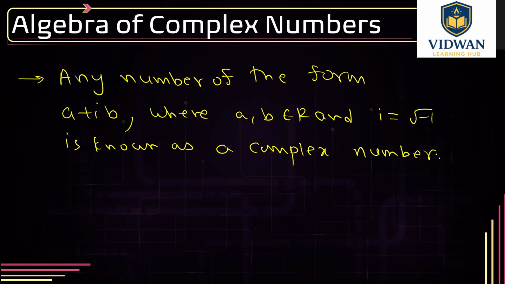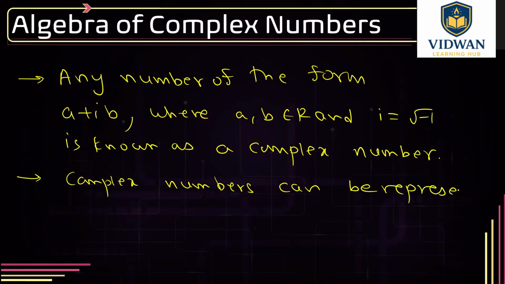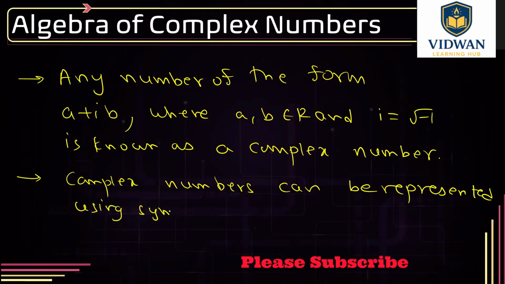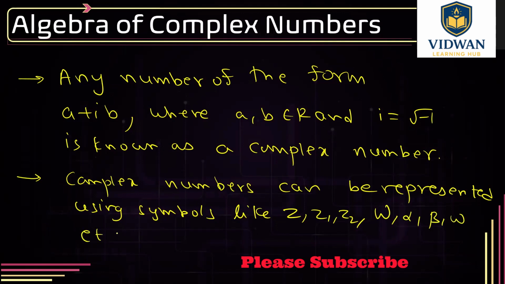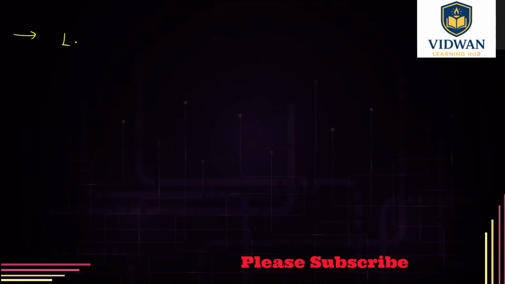And usually to denote a complex number, we use symbols like Z, Z1, Z2. So you can just say complex numbers can be represented using symbols like Z, Z1, Z2, W, alpha, beta, omega, etc. So this kind of symbols we can use to denote complex numbers. So now, let us suppose we represent the complex number a plus ib with the symbol Z.